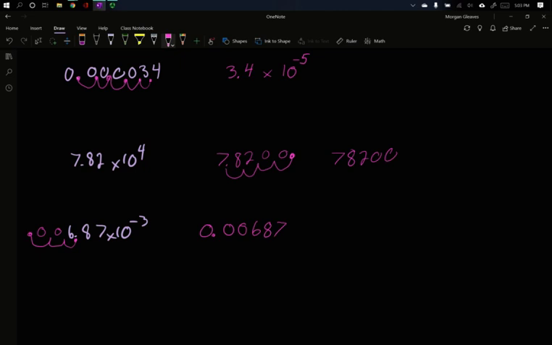So there's a few examples of scientific notation on how to convert a number into scientific notation and how to convert a scientific notation value into the number.